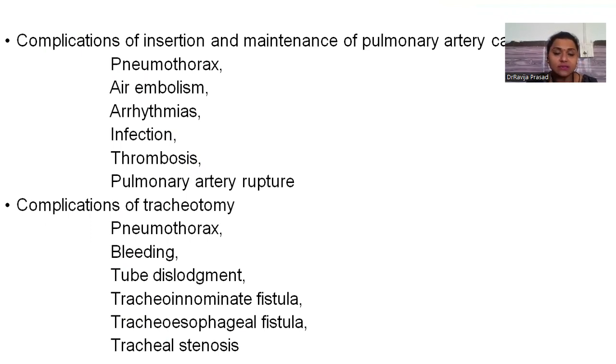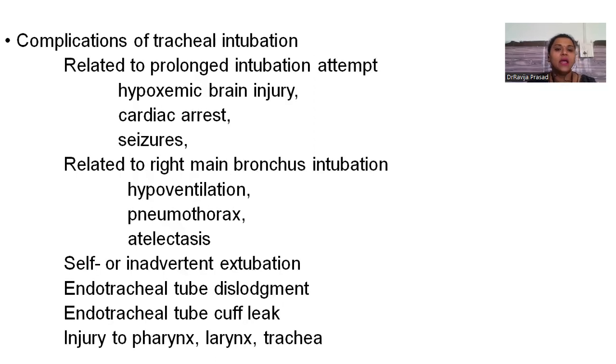First is the pneumothorax, air embolism, then arrhythmia, then infection, thrombosis, pulmonary artery rupture. Now, what are the complications of tracheostomy? Then again, the same pneumothorax, bleeding, tube dislodgement, tracheoinnominate fistula, tracheoesophageal fistula, then tracheal stenosis. Then what are the complications of tracheal intubation?